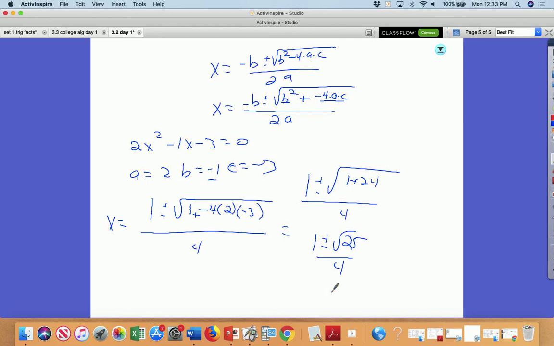Now I'm not done yet, okay? And a couple of the problems that you get today, you're going to have a perfect square here, so then you should work it out, okay? So it's going to be 1 plus or minus 5 over 4. So 1 plus 5 over 4 and 1 minus 5 over 4. So this one would be negative 4 over 4 or negative 1. This is going to be 6 over 4 or 3 halves for your two solutions.